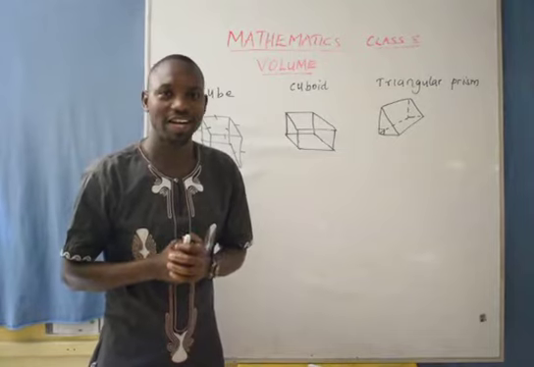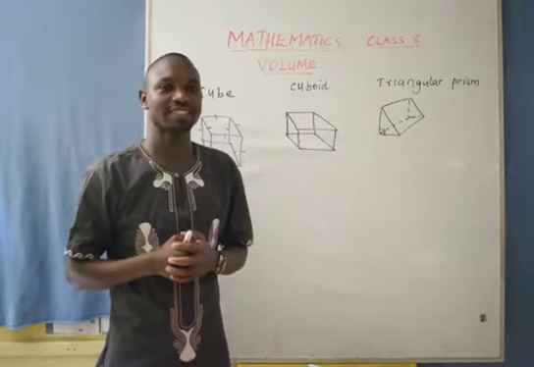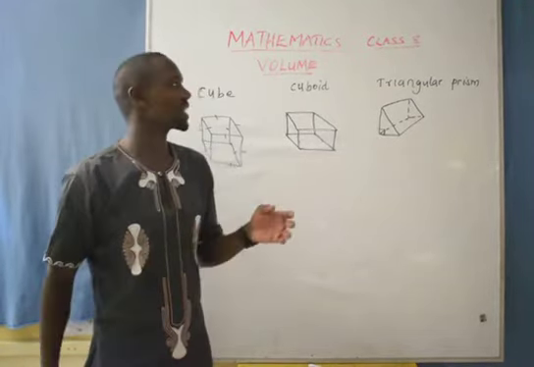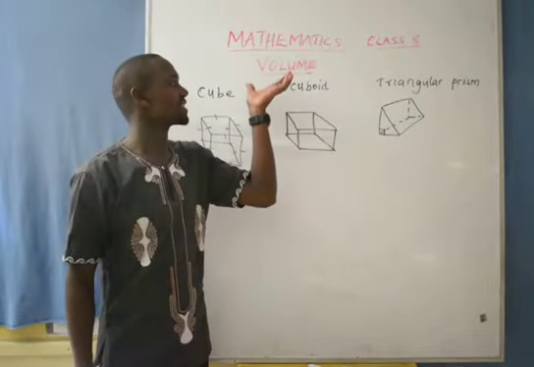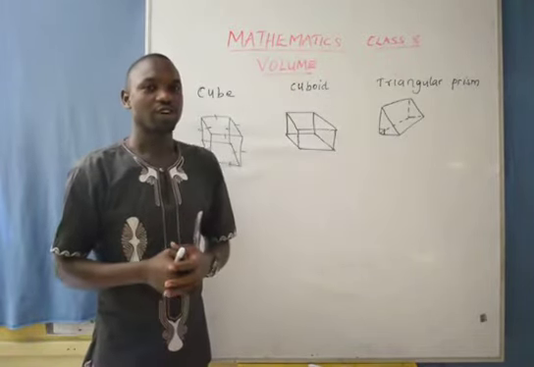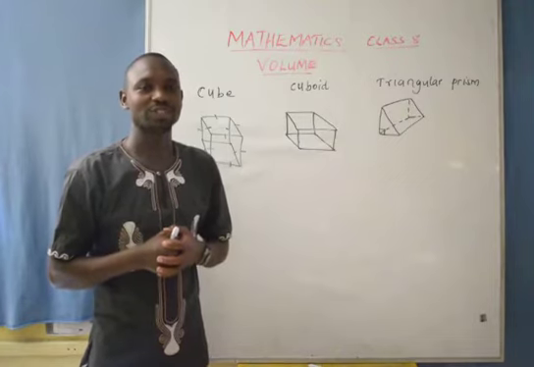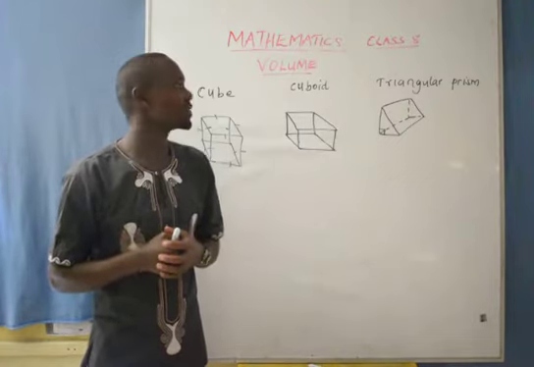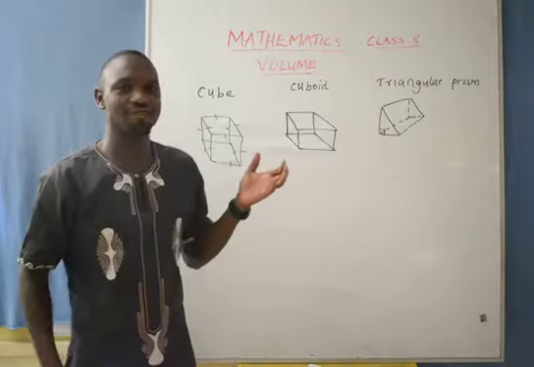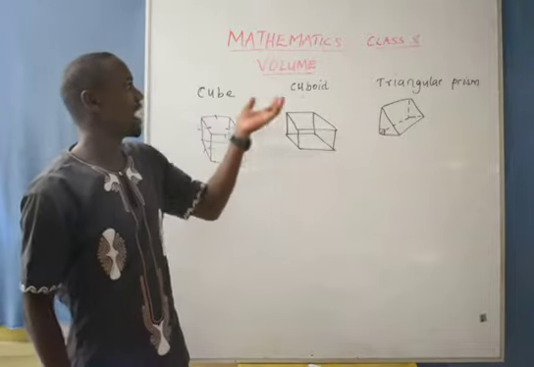I'm Teacher Samuel. I'm taking you through a mathematics lesson on the topic measurement, that is the subtopic volume. As we all know, volume is the amount of space occupied by a solid. And today we are going to look at the formula for getting the volume of a cube, a cuboid and a triangular prism.